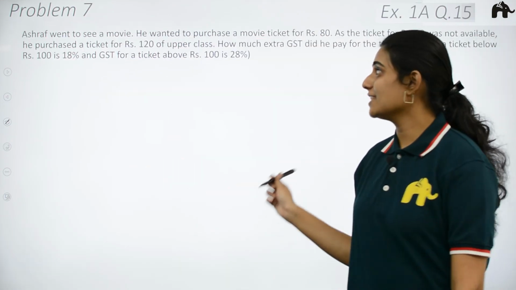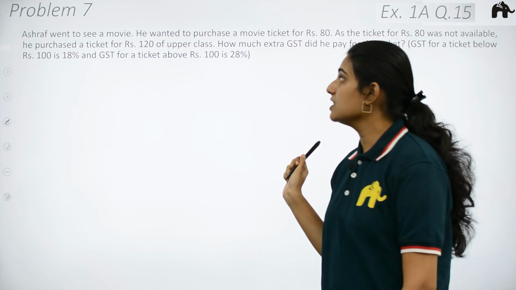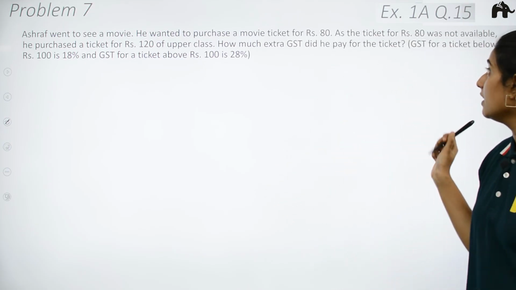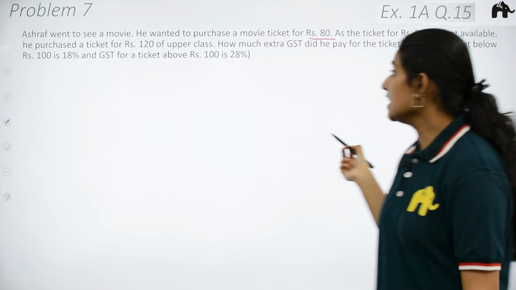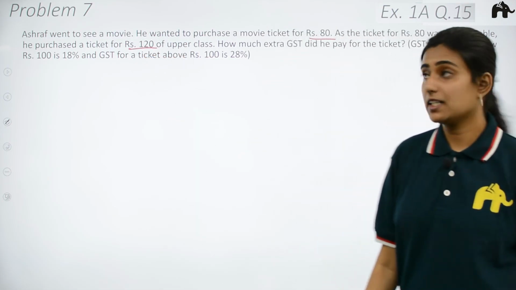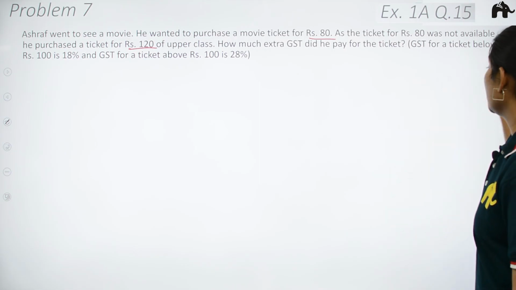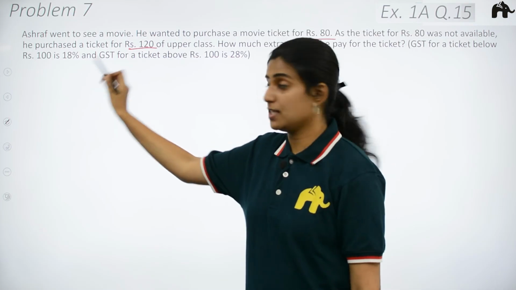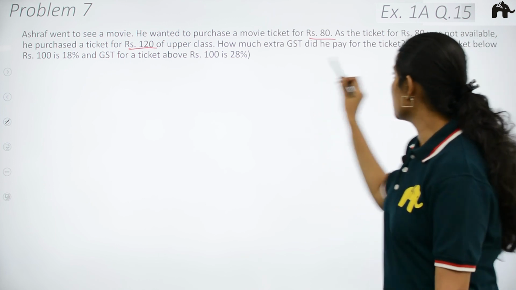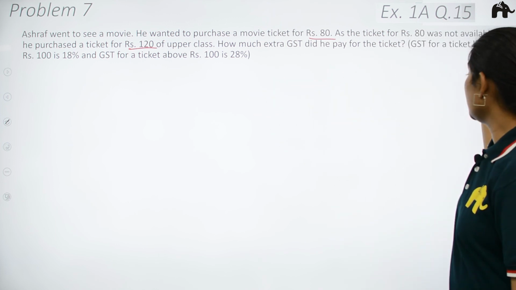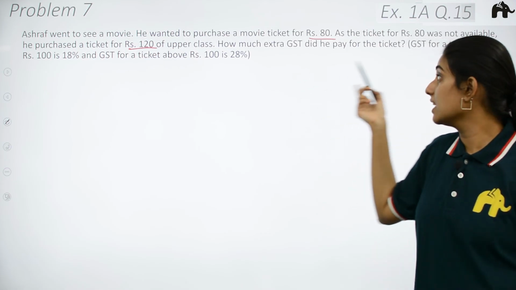Here is a final question for this session. Question number 15 of exercise 1A. Ashraf went to see a movie. He wanted to purchase a movie ticket for rupees 80. As a ticket for rupees 80 was not available, he purchased a ticket for rupees 120 of upper class. How much extra GST did he pay for the ticket? GST for a ticket below rupees 100 is 18% and GST for a ticket above rupees 100 is 28%. This point is to be noted.